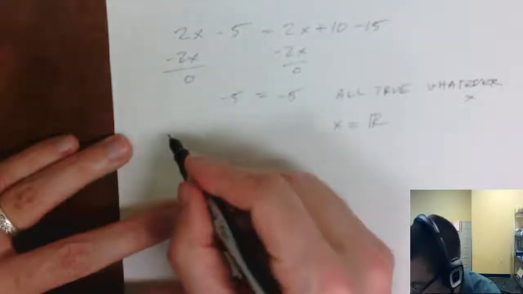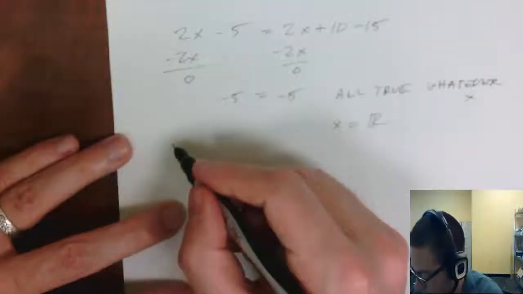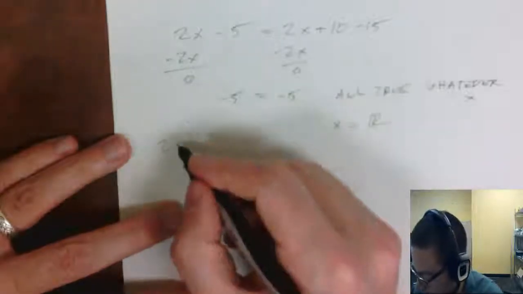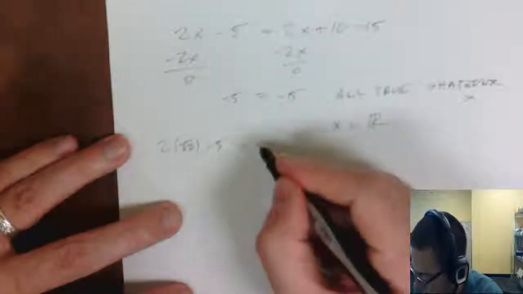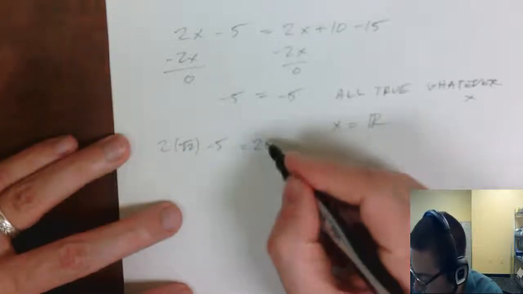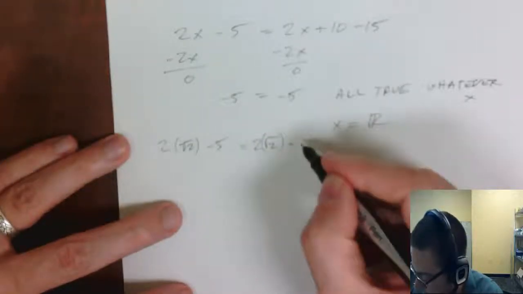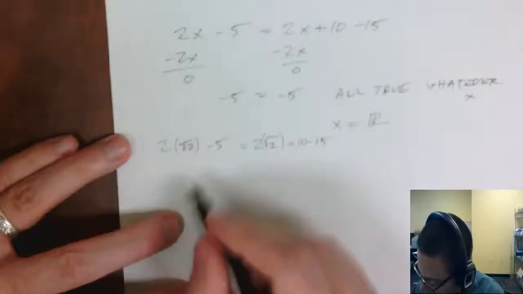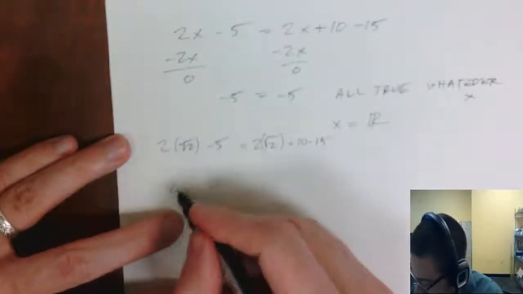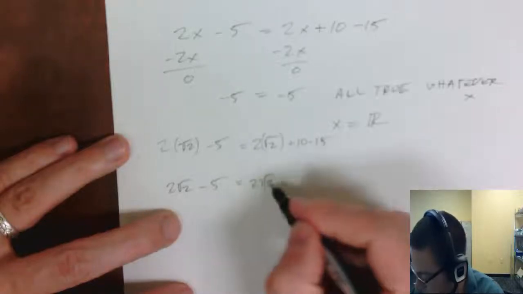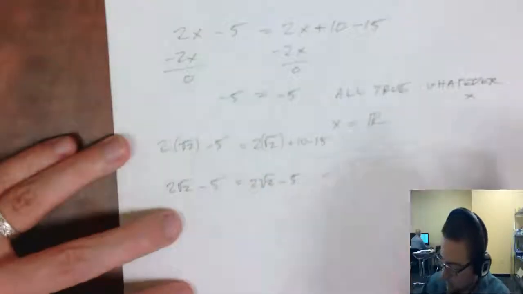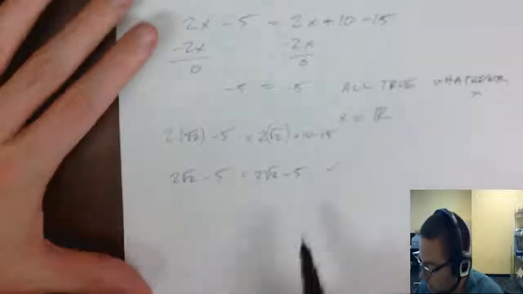And you can check it. Let's just try any old real number. How about square root of 2, right? So is 2 times the square root of 2 minus 5 equal to 2 times the square root of 2 minus 5? Yeah, that makes sense.